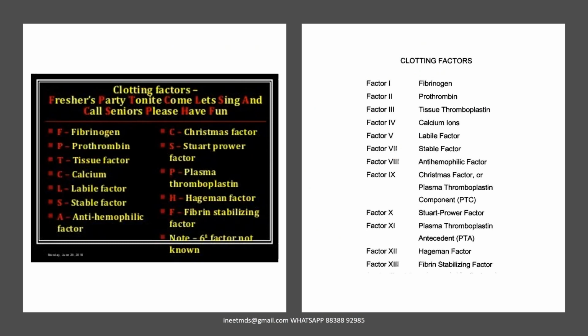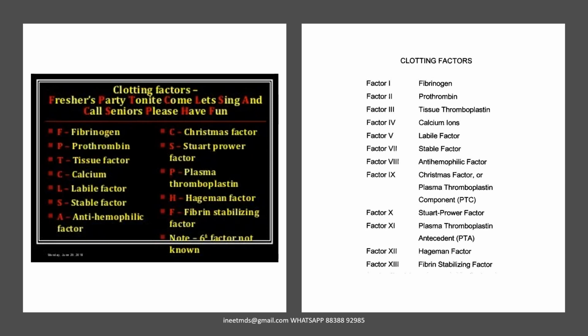Next one is diseases involving the clotting system. Before that, you should know about the clotting factors, which is very important. We have 12 clotting factors, but they are numbered from 1 to 13. Factor 6 is absent. The mnemonic for that is: freshers party tonight, come let's sing, and call seniors please have fun. You can refer to the clotting factors and remember them with the mnemonic. It is very important, and of these, the names of factors 8, 9 and 11 are very important to remember.